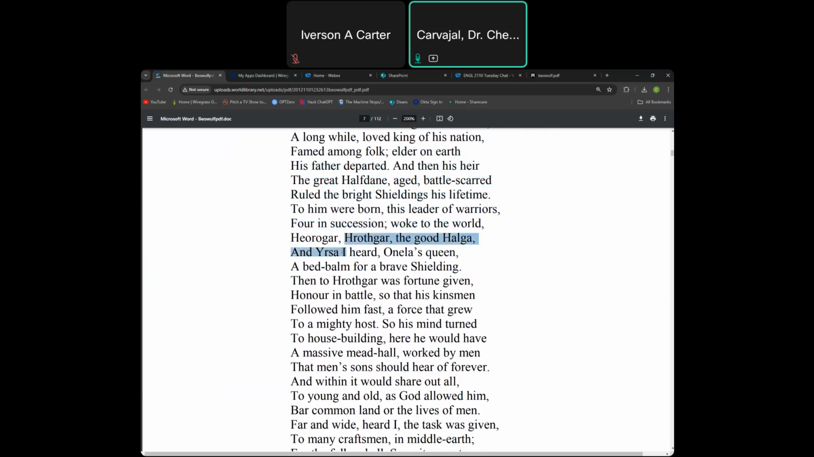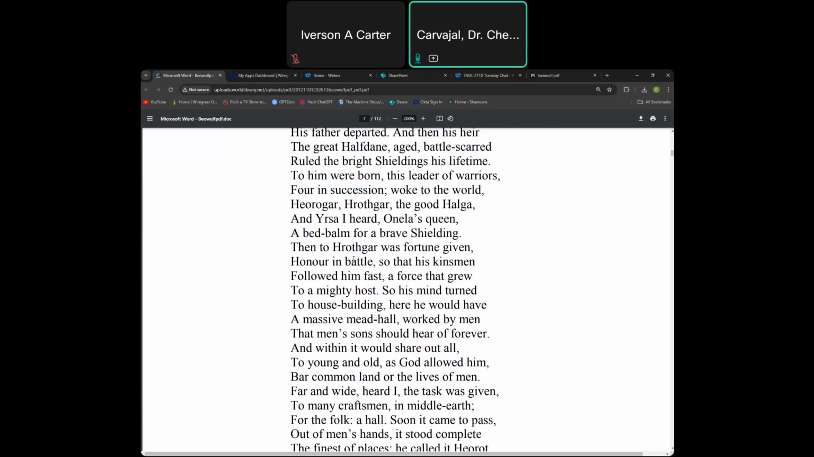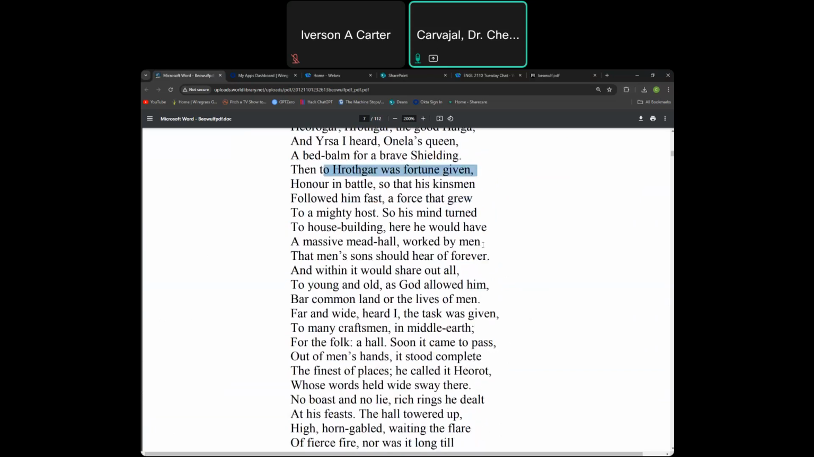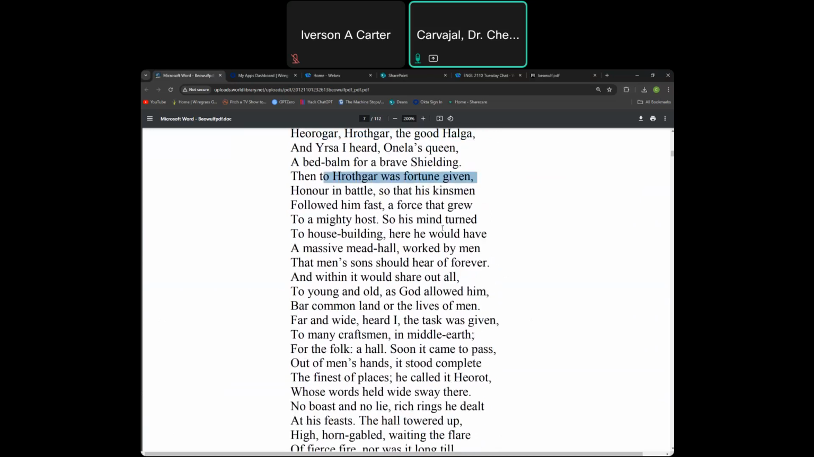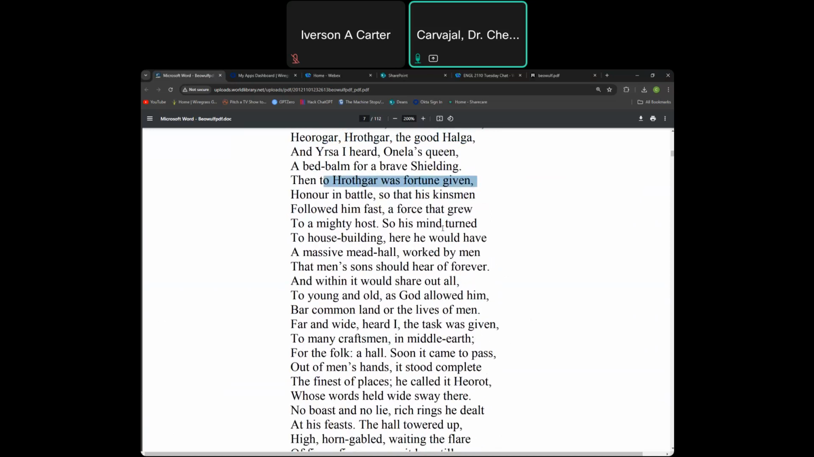and Yrse. And of course, Hrothgar is the one who inherits, so he's the king of the Danes now. And he was a pretty good king. Now that they're all settled, they don't have to go to war. They don't have a lot more battles. And he has a bunch of warriors. His mind turned to house building, and he built himself a massive mead hall.